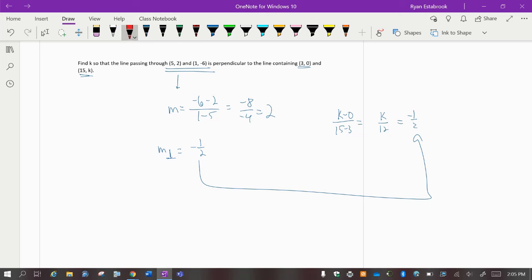Algebraically, because fraction equals fraction, we can cross multiply. 2 times k equals 12 times negative 1. Divide both sides by 2, and so k equals negative 6.